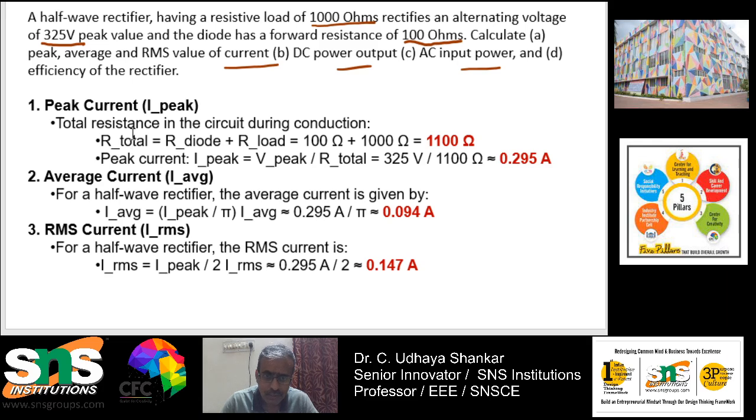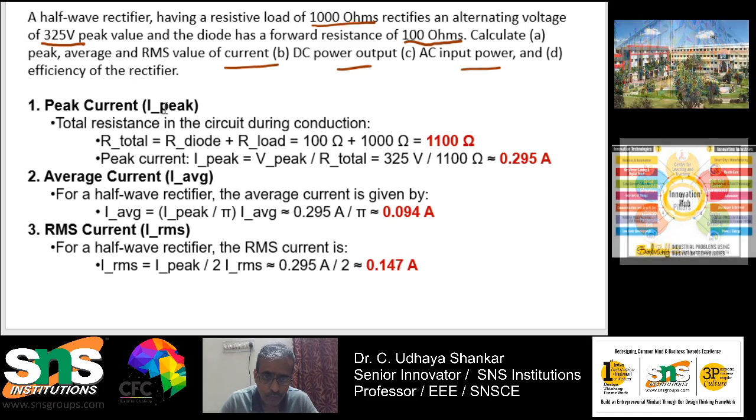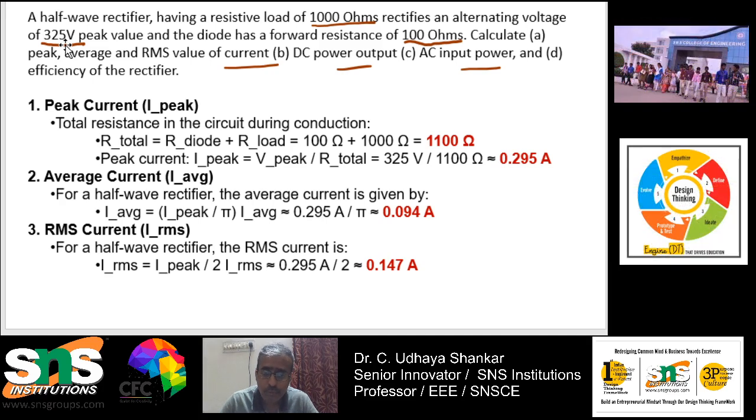So, you can see what will be the total resistance. In order to find the peak current, I want to find the peak voltage. The peak voltage is already given. As I have already told, if the peak voltage is not given and the RMS value is given, you multiply it by root 2 to get the peak value. But the peak value is directly given, so it is very simple.